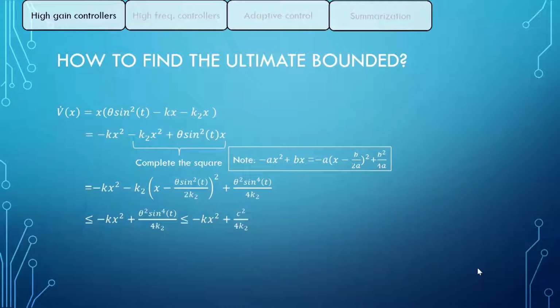So now we say this is C. And this sine power to the 4th can be upper bounded by 1. And theta squared can be upper bounded by c squared, 对吧? So this can upper bound this. Now it's clear, right? Everything here is constant other than the x.